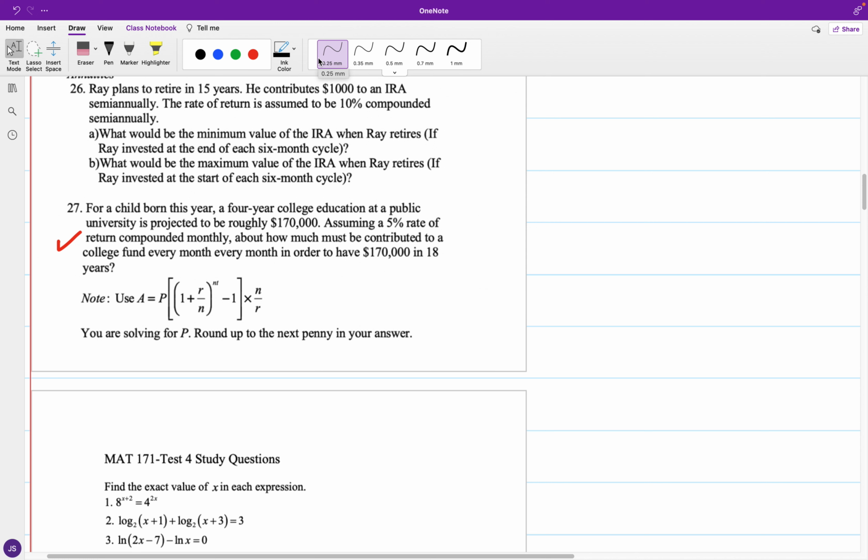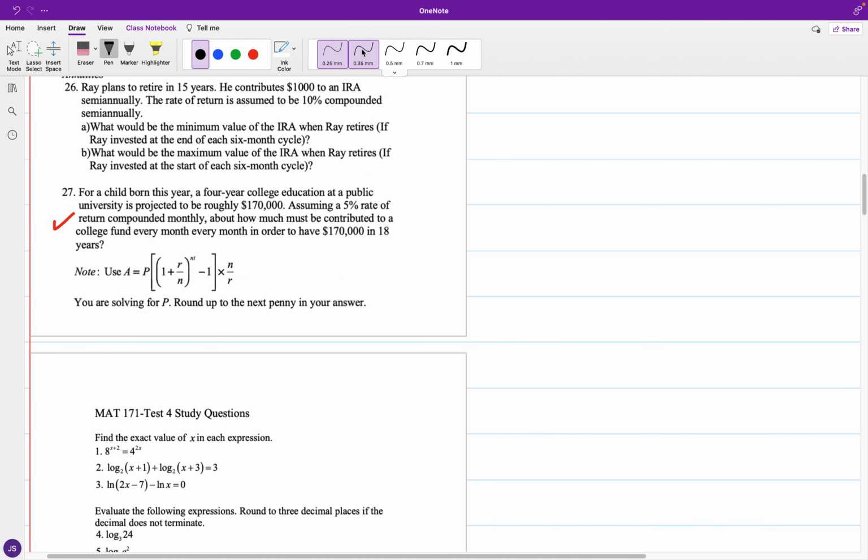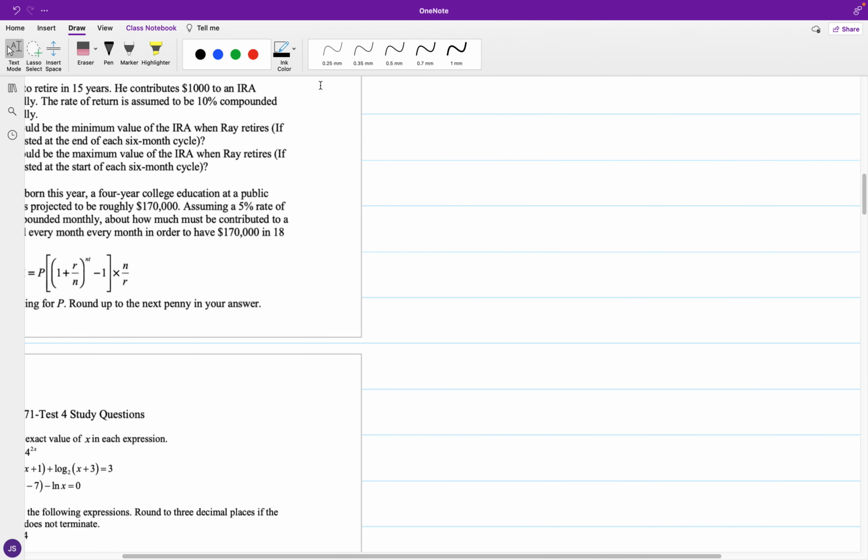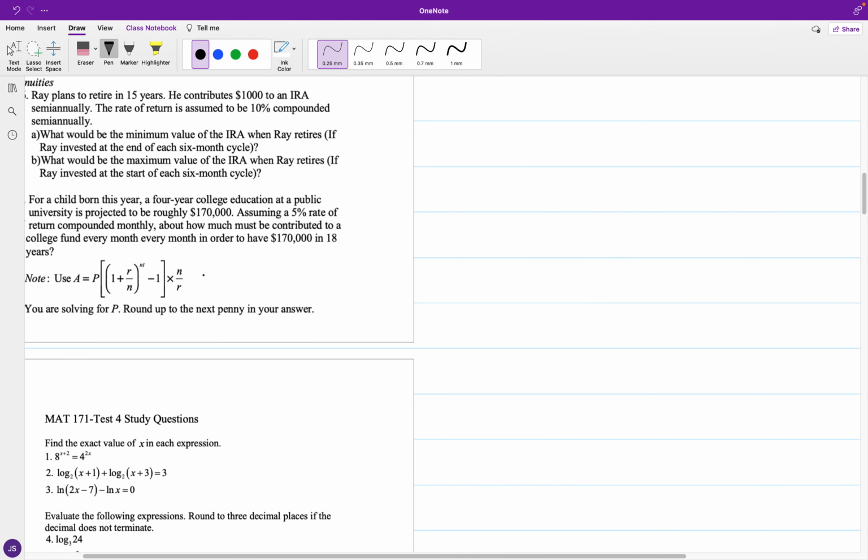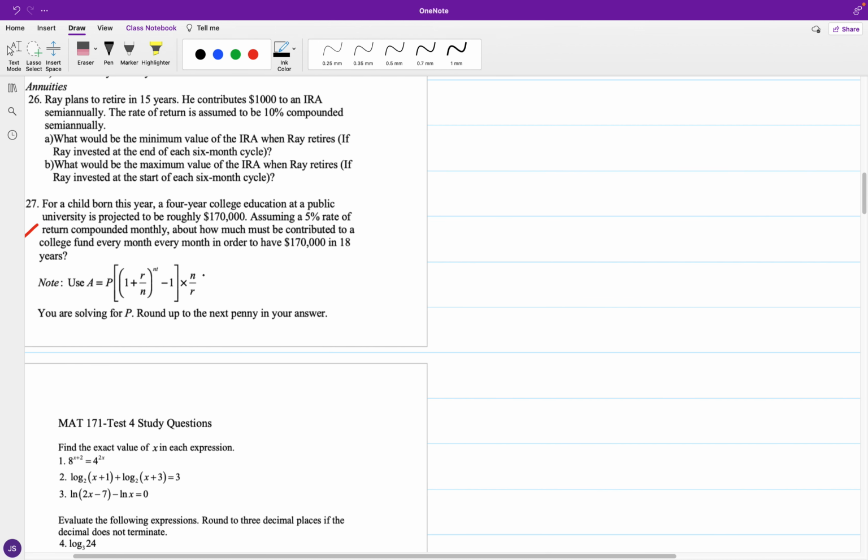We'll be looking at the use of the traditional annuity formula, where the future value is going to be the theoretically minimum amount, just for the setup. It says here to round up to the next penny, not the nearest penny, but the next penny, if we don't exactly have an exact dollar and cents amount.